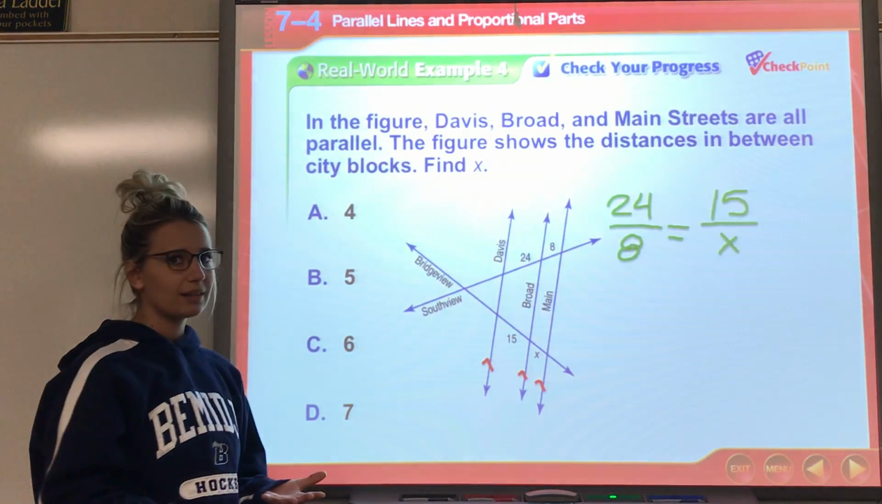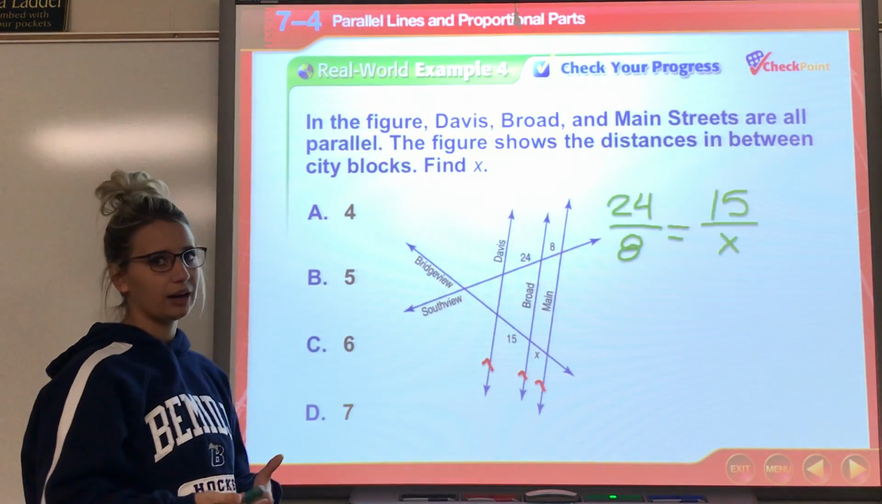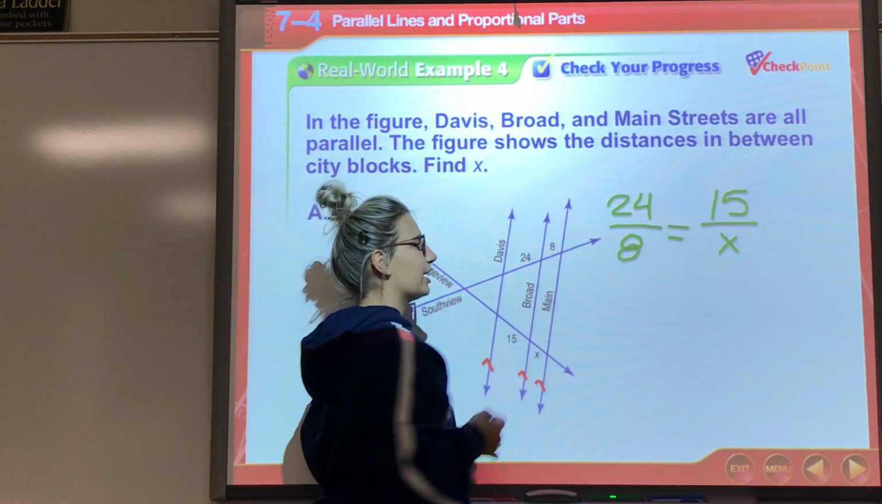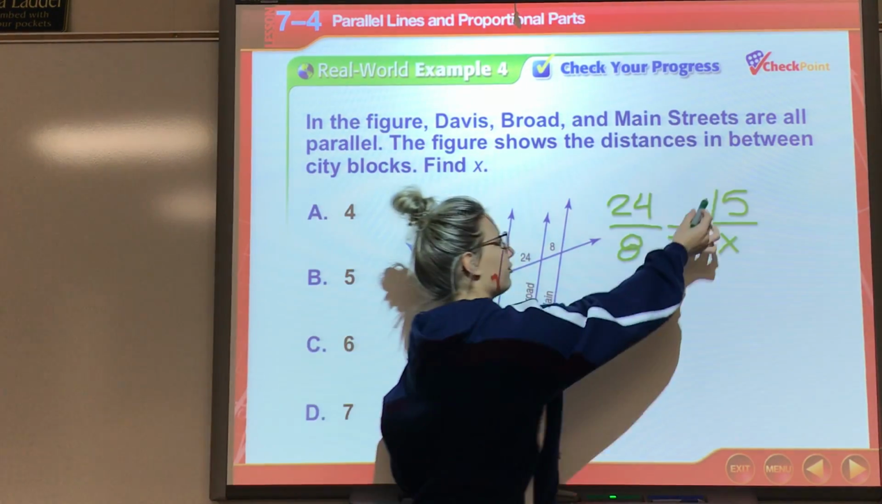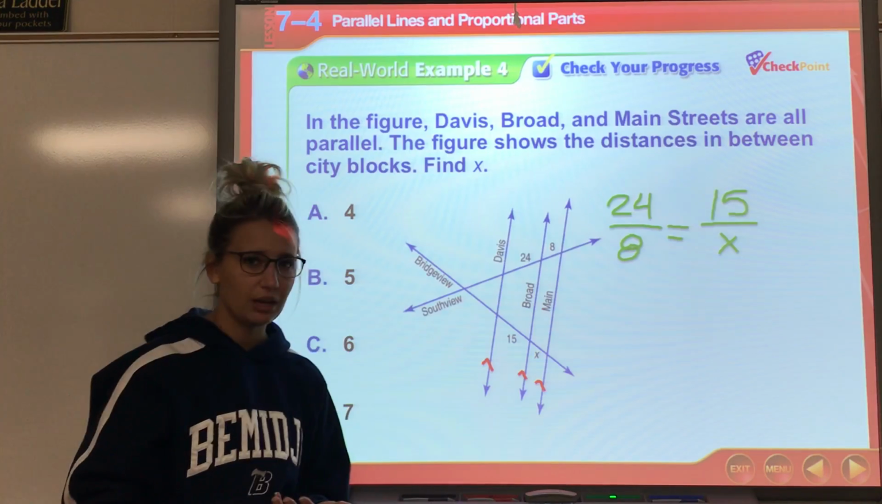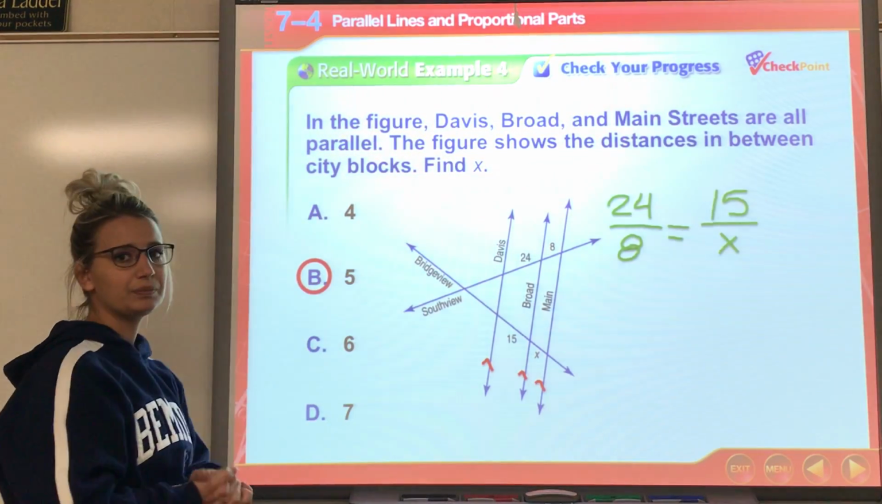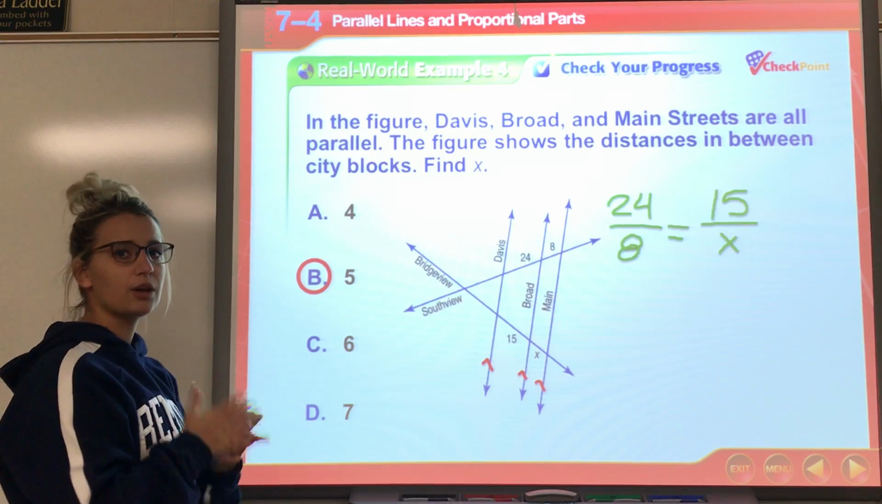Okay, now I'm looking at this, I don't want to apply the cross product property because these are pretty nice numbers that we're dealing with. 24 divided by 8 is 3, so 15 divided by X being 3, we must find X to be 5, because that would make those proportional.